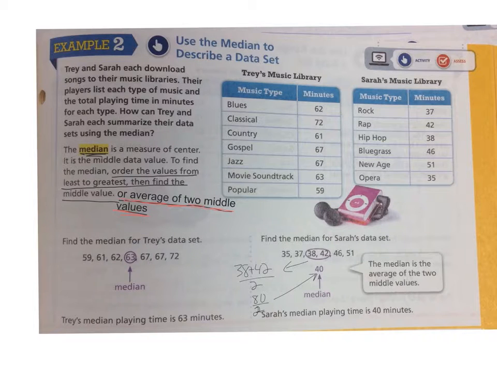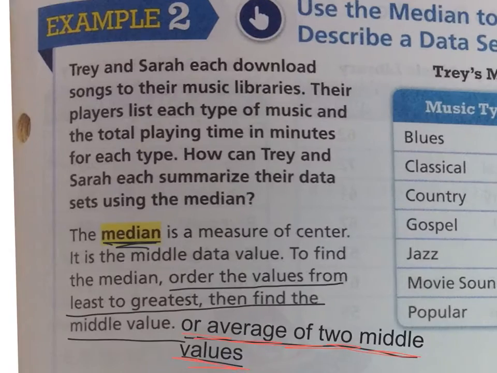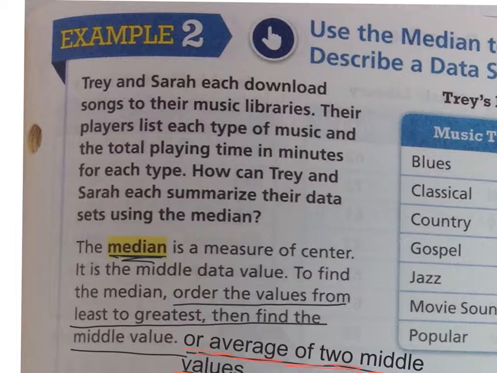Look at example 2. We're going to talk about median. So Trey and Sarah each download songs to their music libraries. Their players list each type of music and the total playing time in minutes for each type. How can Trey and Sarah each summarize their data sets using the median?